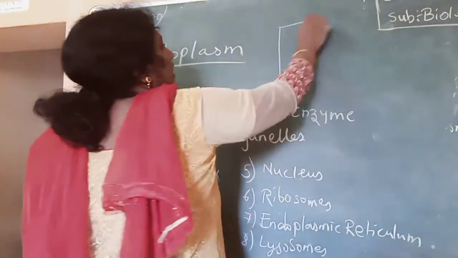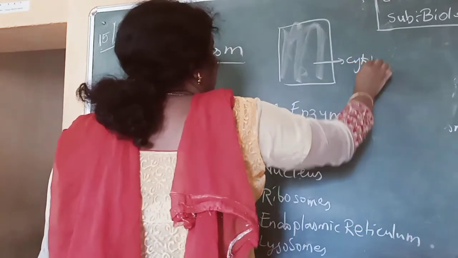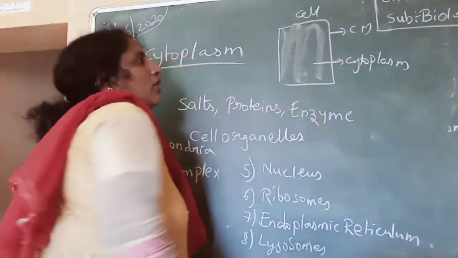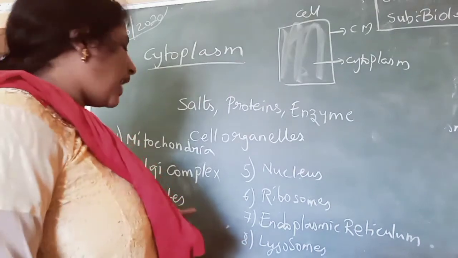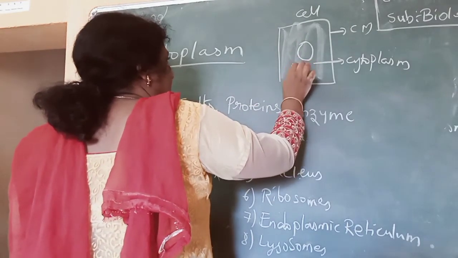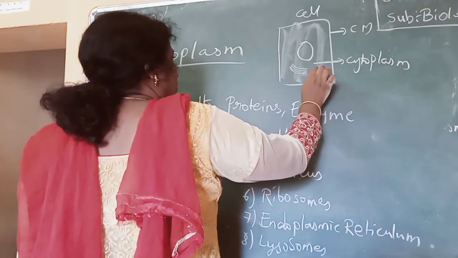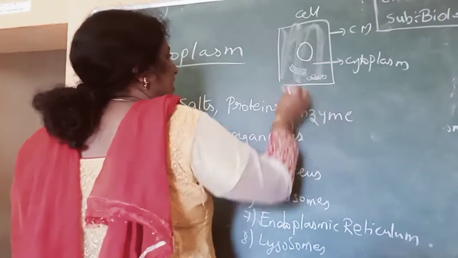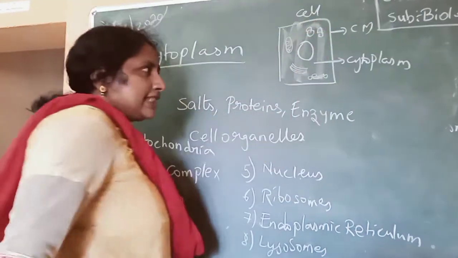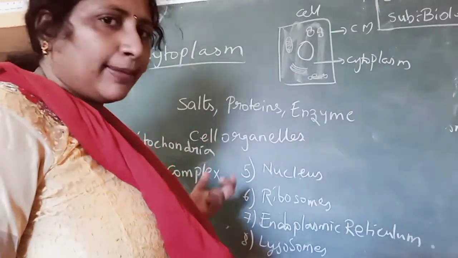So this is our cell. The cell has a fluid called cytoplasm. So this is our cytoplasm. And this is our cell membrane. This is our cell. Okay. So inside the cytoplasm, you have various cell organelles. So nucleus is present. Endoplasmic reticulum is present. Golgi complex is present. Mitochondria is present. Several ribosomes are present. So inside the cell cytoplasm, several cell organelles are present. So this is why cytoplasm is very important to study.